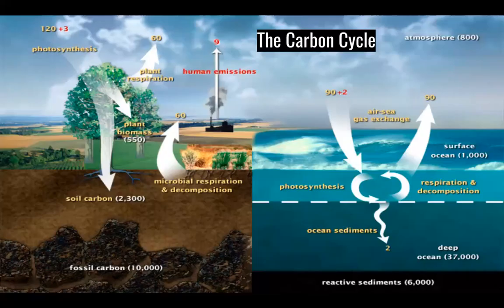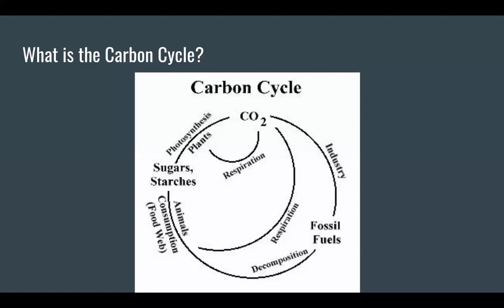The carbon cycle. What is the carbon cycle? The carbon cycle is the ebbs and flows of the different areas of storage for carbon on Earth. This continuous exchange of carbon on our planet is important to every natural system on Earth.